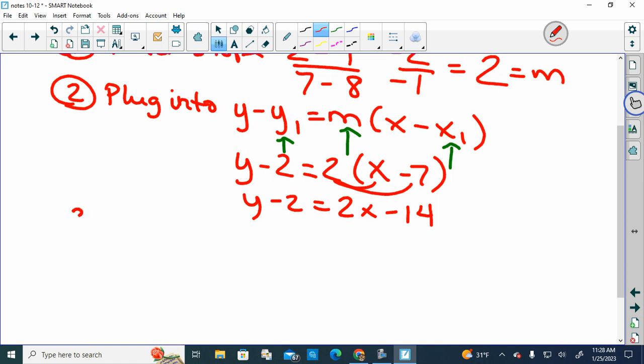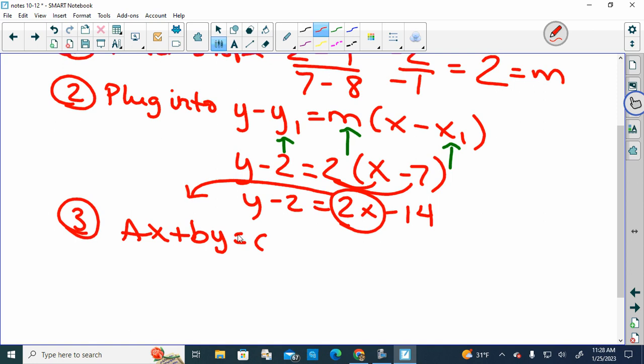So my last step is just to rewrite it so that I have it in the right format. I need the x and the y to be together on the left side of the equation. To do that, I would need to move this over to the other side of my equation, so it's going to change from a positive to a negative. So I have a negative 2x, it's still a positive y, minus 2 equals negative 14.